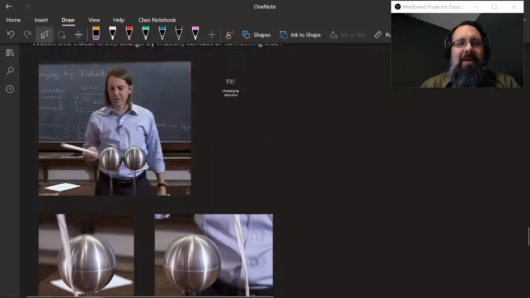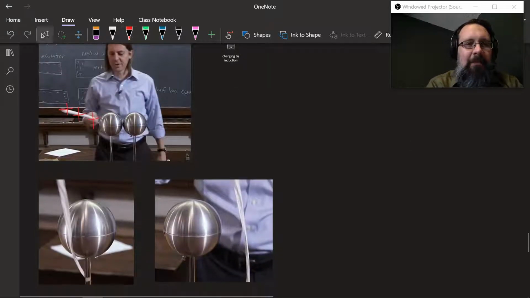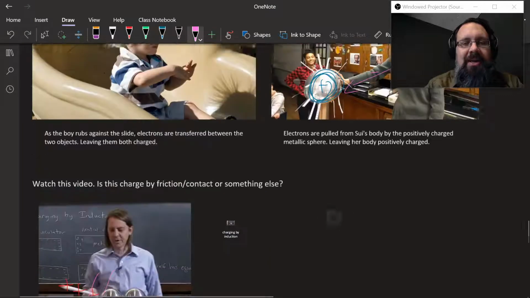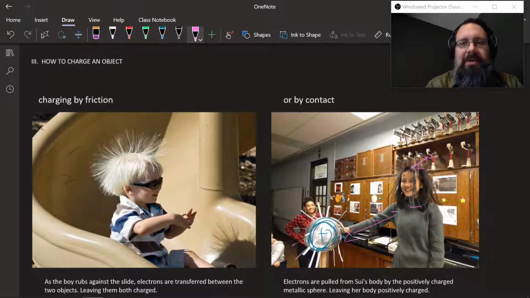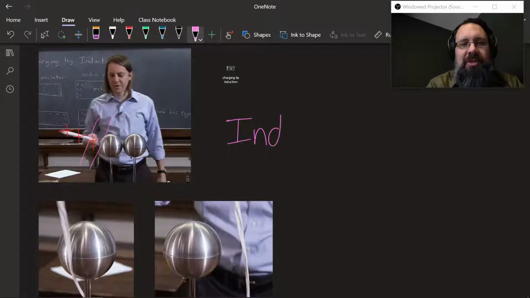But there's another way that you can charge objects, which is if you bring an object that's charged. If you bring an object towards another object, it'll end up pushing all the negative charge. Now they're not actually touching. You'll notice that with this rod, there's a gap here. They're not actually touching. In the case of Sui, she was actually touching. So here we have what is called induction. Induction is where you make something charged without actually touching it.